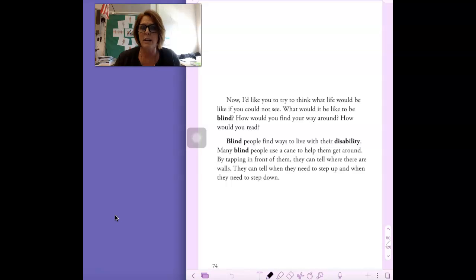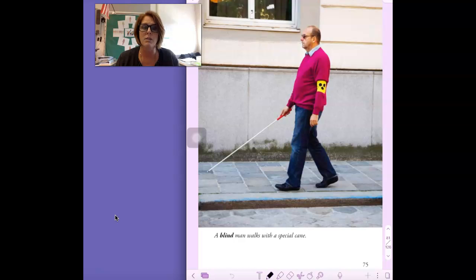Now I'd like you to try to think what life would be like if you could not see. What would it be like to be blind? How would you find your way around? How would you read? Blind people find ways to live with their disability. Many blind people use a cane to help them get around. By tapping in front of them, they can tell where there are walls. They can tell when they need to step up and when they need to step down. So there you can see a blind man walks with a special cane.